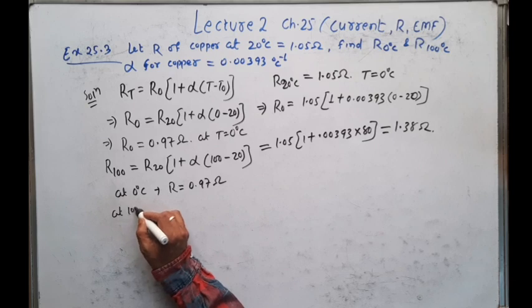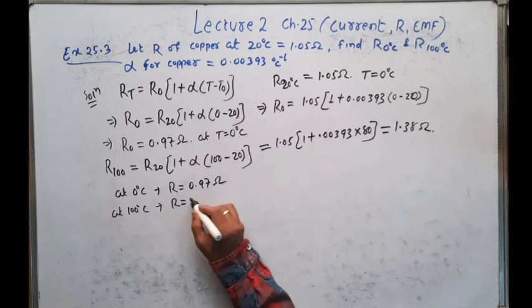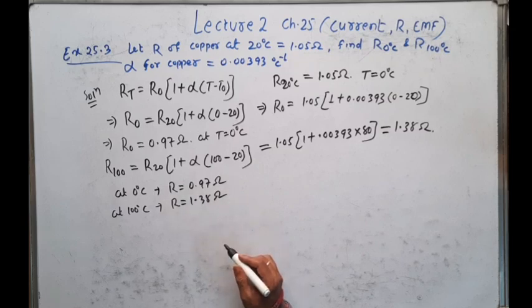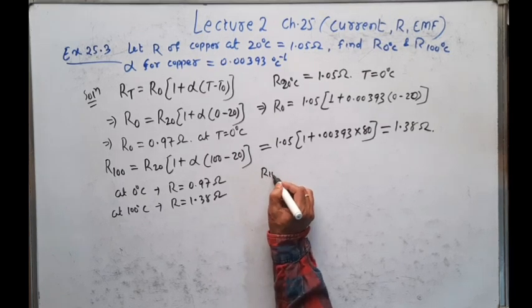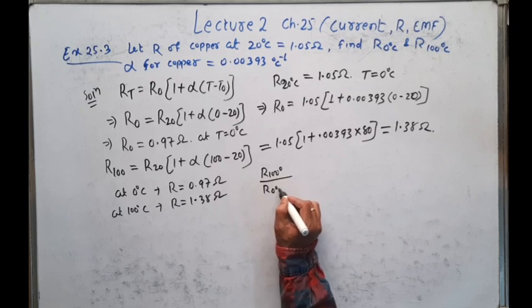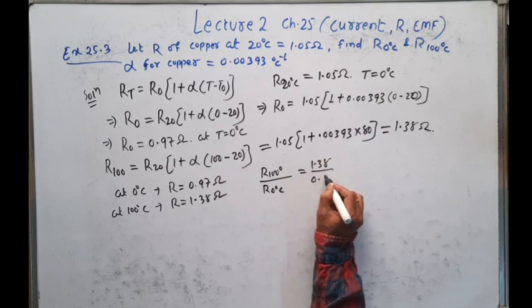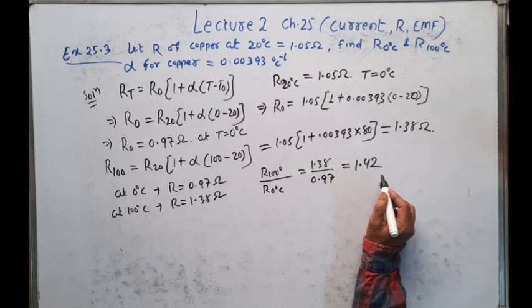At 100 degree centigrade, what is the resistance? Resistance is 1.38 ohm. Okay, so now you see the difference. That means resistance at 100 degree centigrade divided by resistance at 0 degree centigrade is equal to 1.38 divided by 0.97. If you calculate, it is 1.42.